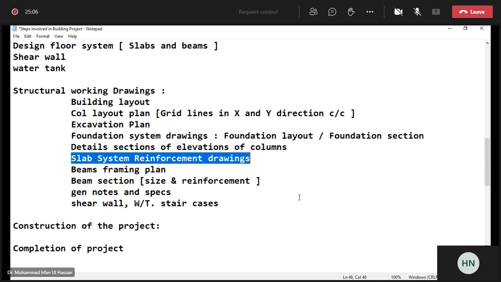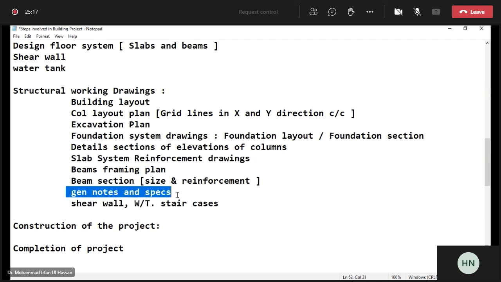General notes and specifications are also prepared: what the strength of concrete is, what the development detail and the splicing detail are, what bearing capacity is taken, and what the mix design should be. Everything is explained in the general structural notes and specs. The other parts of the structural drawings are the shear wall, water tank, staircase detail, and flooring detail.